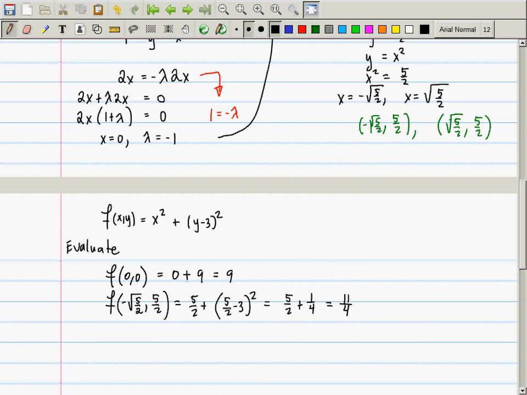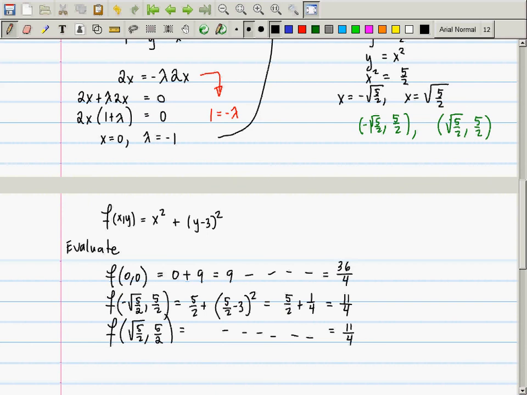So then there's probably not going to be a big surprise when I say that the other point, the square root of 5 halves, is also at 11/4. Unless I made an arithmetic mistake. So 11/4 and 9, 9 is 36/4, just so that we can compare these two.